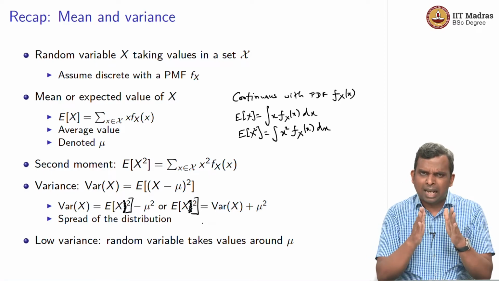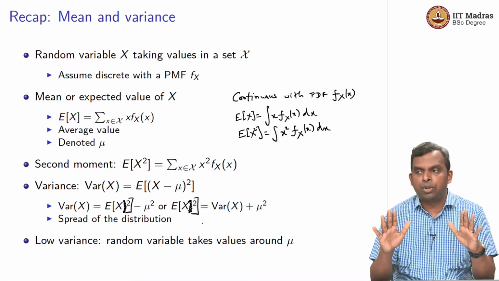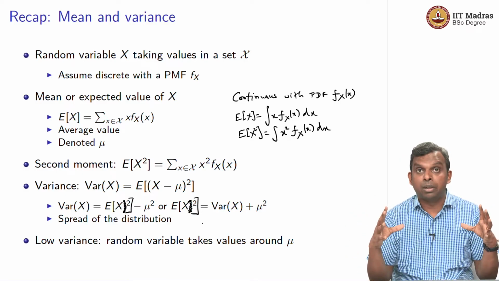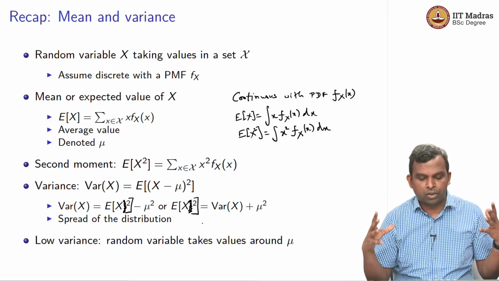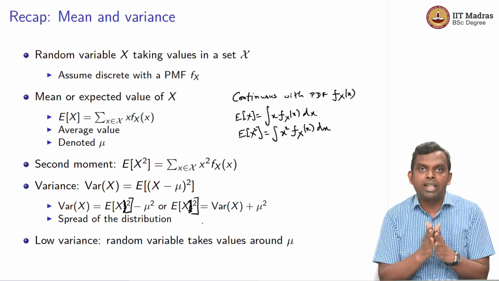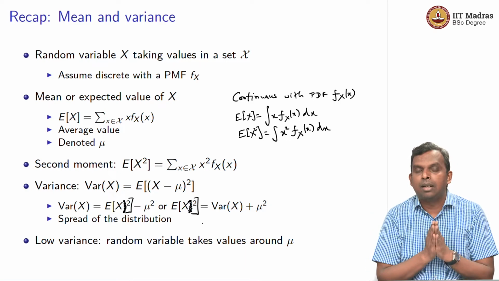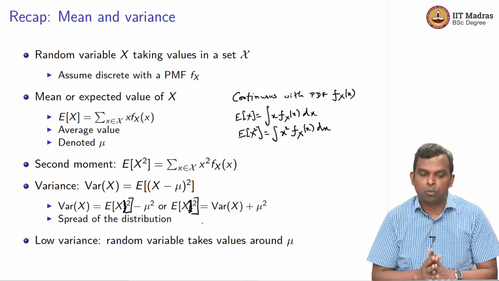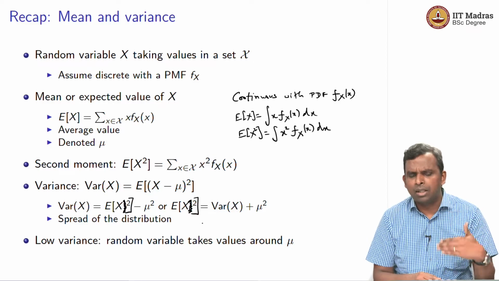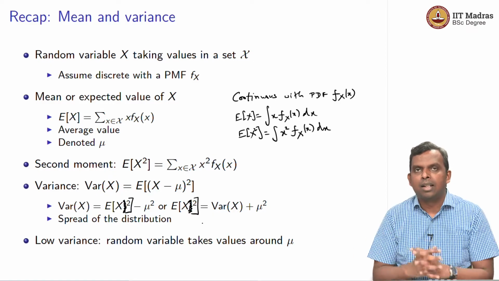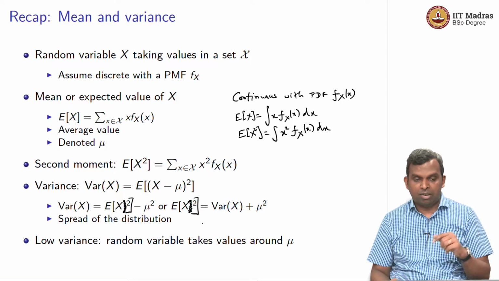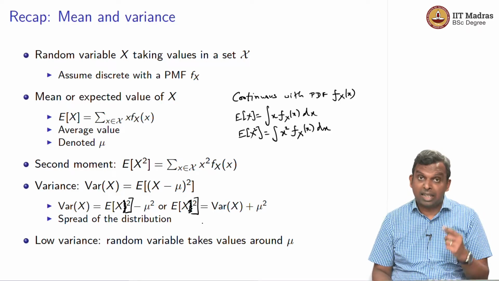So we know the mean captures the central value of the distribution, and the variance captures how much you expect the values of the random variable to be spread about the mean. So this is a good intuition to remember. If you have low variance for a random variable, then most of its values are around the mean. This one slide, you already know, but I'm doing a quick recap so that when I make comments on this in the rest of the lecture, you'll remember what I mean. So this is the mean, variance, and second moment for a random variable.